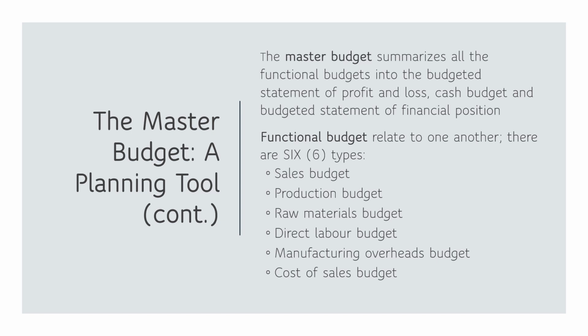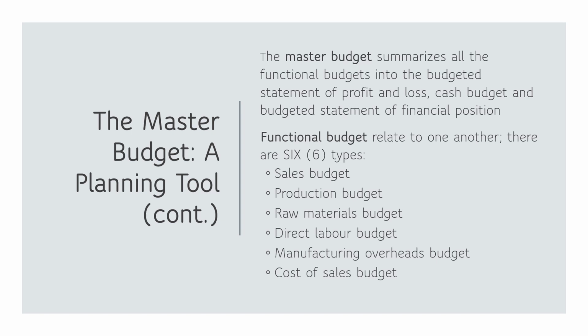The master budget actually summarizes all the functional budgets into the budgeted statement of profit and loss, cash budget, and budgeted statement of financial position. So actually, the budgeted statement of profit and loss shows the expected revenue and expenses, giving a forecast of a business's profitability. In terms of the cash budget, it gives you details of the expected cash inflows, money coming in, and outflows, money going out. So it helps ensure the business has enough cash to operate.